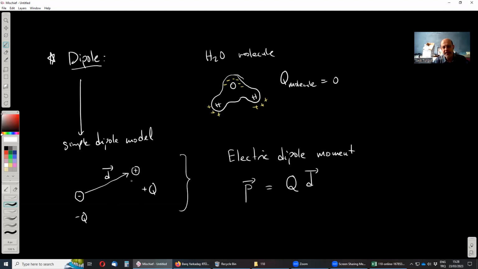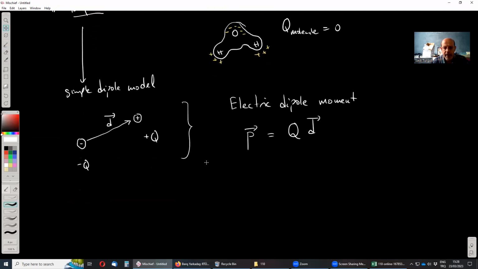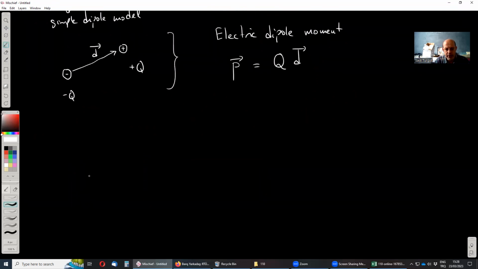Unfortunately, the chemists actually use the other convention. They start from the positive charge and then draw to the negative charge. Something that you may want to keep in mind, but this is the physicist definition. That's actually much better. There's actually another way of doing this.